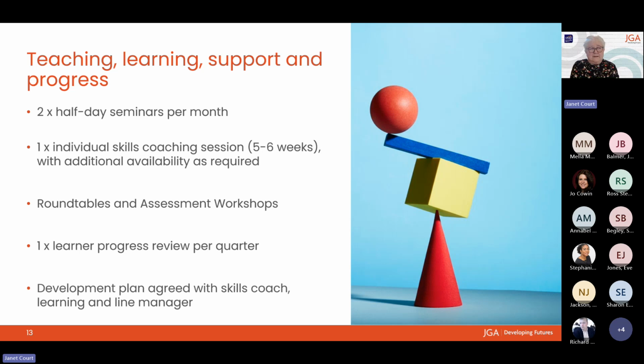So as I said, we have the round tables and assessment workshops, and the learner progress review every quarter, and the development plan agreed with the skills coach. What the development plan is about is, okay, you've learnt the knowledge, you've discovered the knowledge from the workshop. So where's that in your job? Is it something you already do? If not, where can you plan to be to develop that skill?